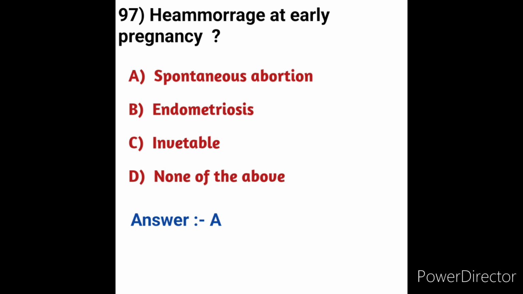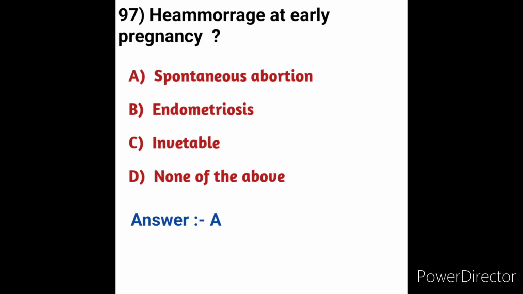Hemorrhage at early pregnancy is called spontaneous abortion, also called miscarriage. Abortion means extraction and expulsion of an embryo or fetus weighing less than 500 grams or 500 grams, which is called miscarriage. It can be spontaneous or induced.